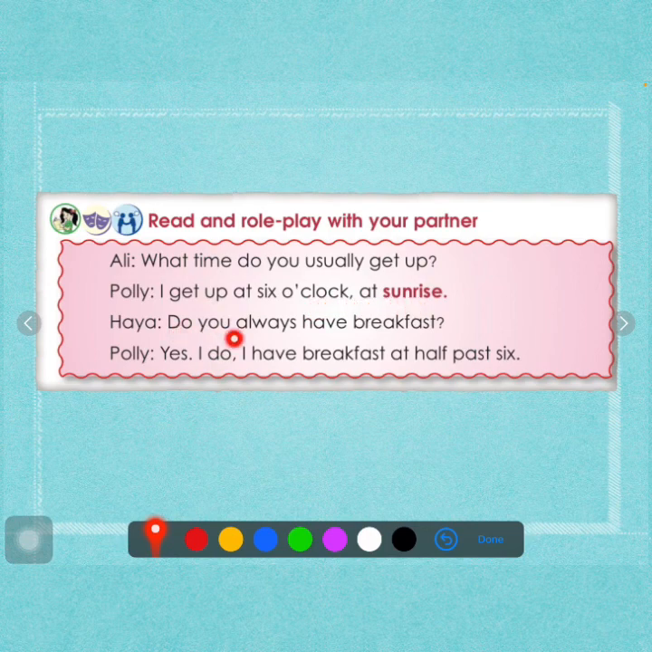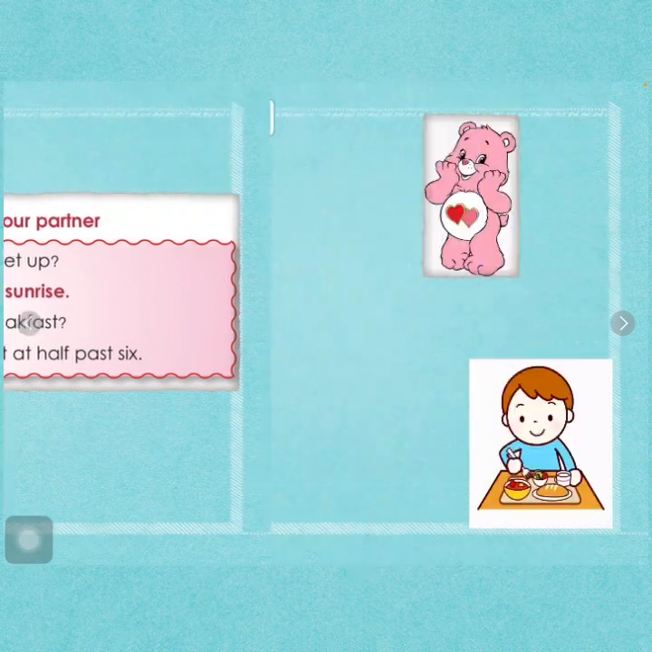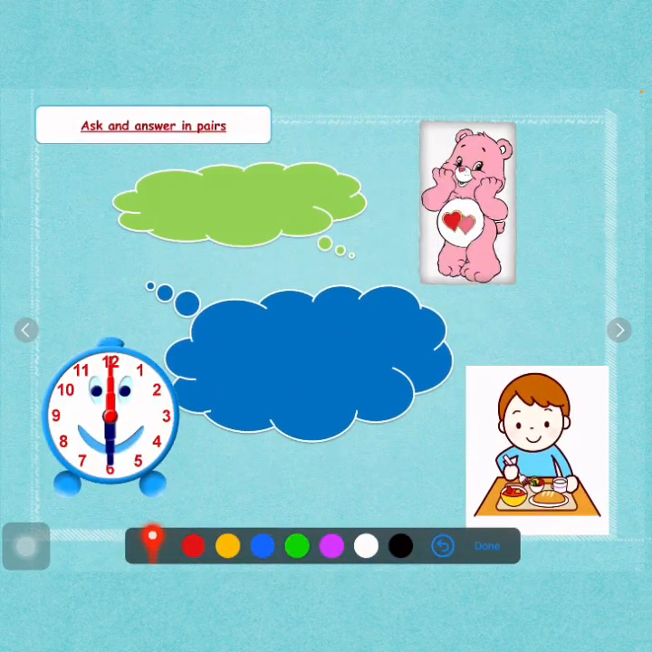Do you always have breakfast? Yes, I do. I have breakfast at 6:30. Okay, girls. Now what are we going to do? We are going to ask each other. I want from you to try this with your sister or with your brother.